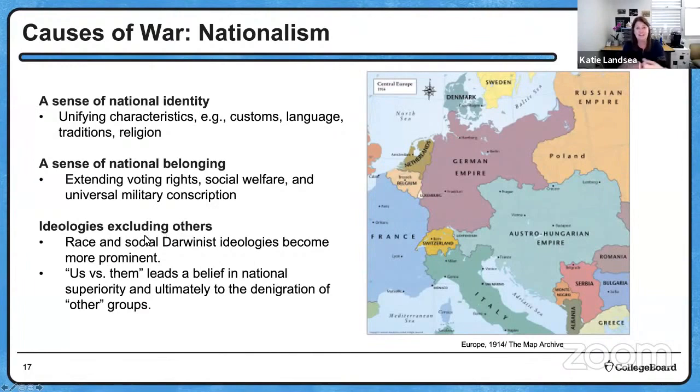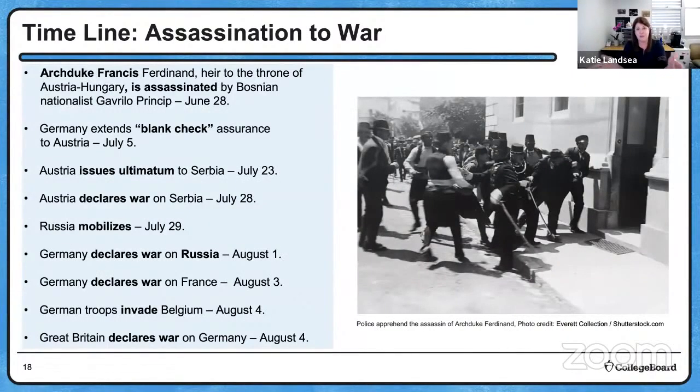Oh, and we have ideologies. And those ideologies, that glue that helps keep people together, is also often exclusive of other people. So we exclude others. We have race and social Darwinism. These ideologies are going to become really more prominent. And we have this us versus them mentality that believes that we are nationally superior, and that leads to the denigration of other groups. So this nationalistic glue keeps people together, but also keeps other people out.